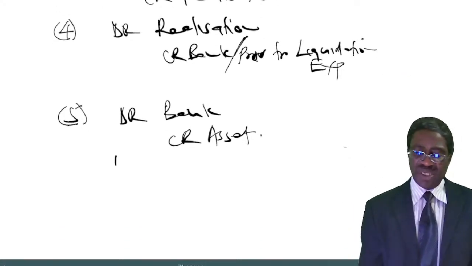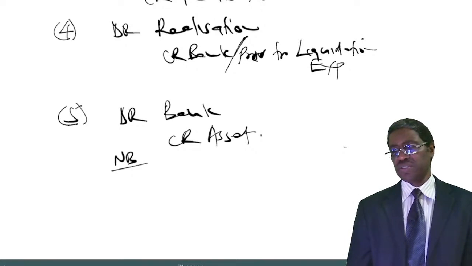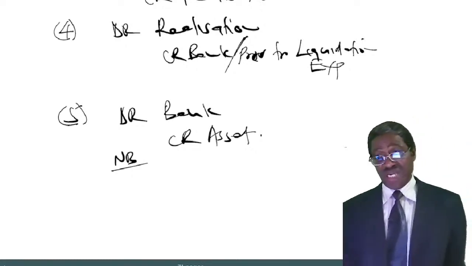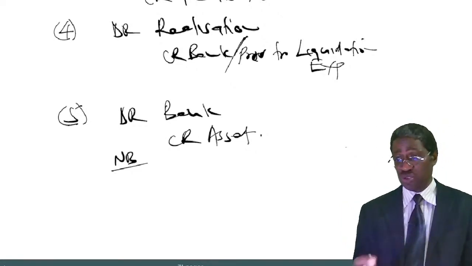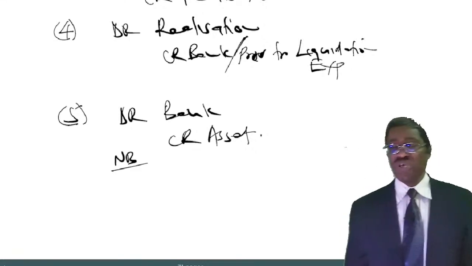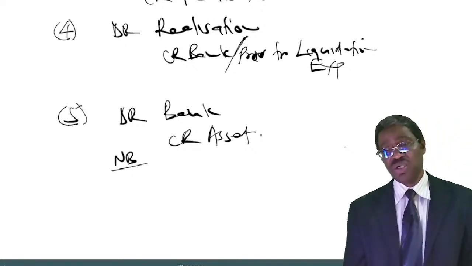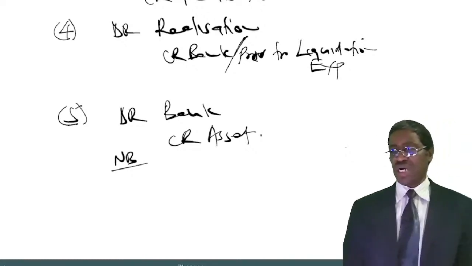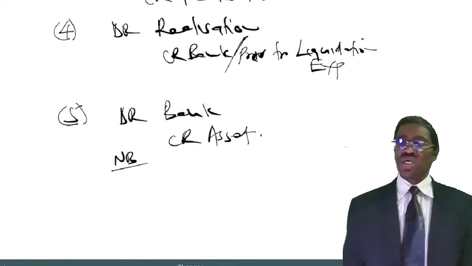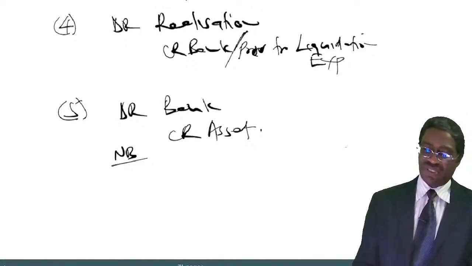Then below there, write NB: with the balance in the asset account being either a gain or loss on disposal, transferred to the realization account. Good. That's number 5. 6.